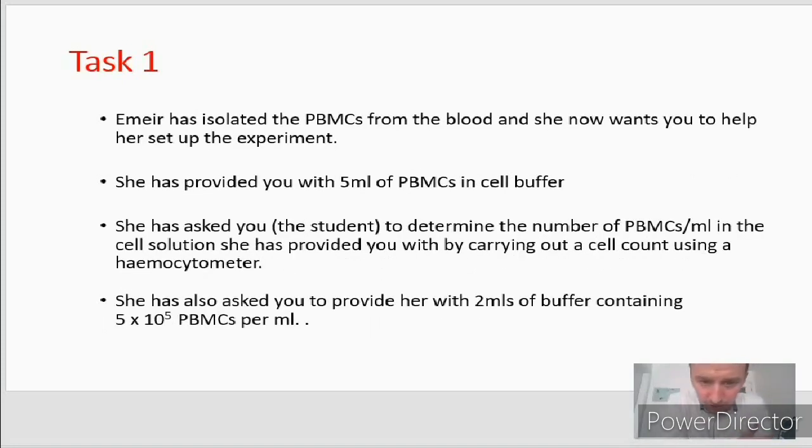Okay, this is what has happened on the day. Emer has isolated the peripheral blood mononuclear cells from the blood and wants you to help her set up the experiment. She's provided you with 5 mL of solution containing peripheral blood mononuclear cells in the cell buffer. She's asking you, as a student, to determine the number of peripheral blood mononuclear cells per mL in the solution, by carrying out a cell count using a hemocytometer. Once you've done the cell count, Emer would like you to give her 2 mL of cell buffer containing 5 by 10 to the 5 peripheral blood mononuclear cells per mL.